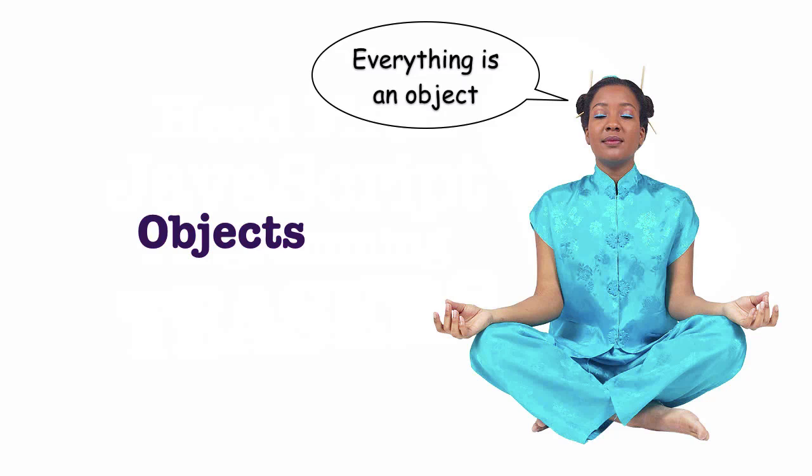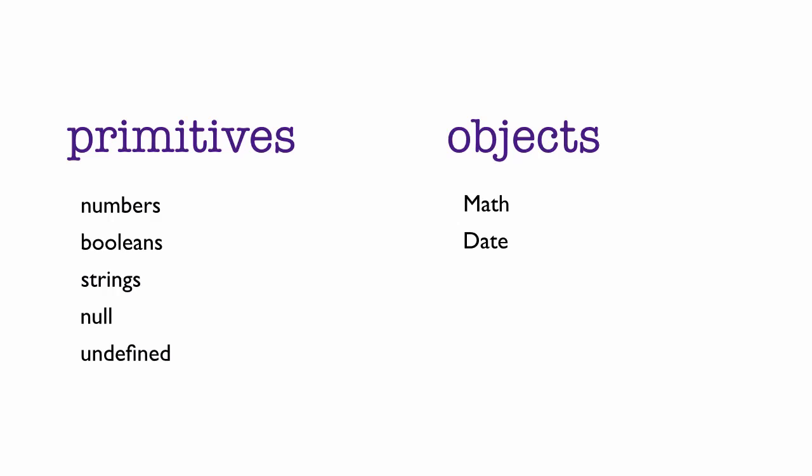In an earlier video in this series, we explained that the values in JavaScript fall into two categories, primitives and objects. The primitives category includes numbers, booleans, strings, null, and undefined. The objects category includes everything else. That means all the JavaScript built-in objects like Math, Date, JSON, along with browser objects like window, document, as well as any objects that you create.